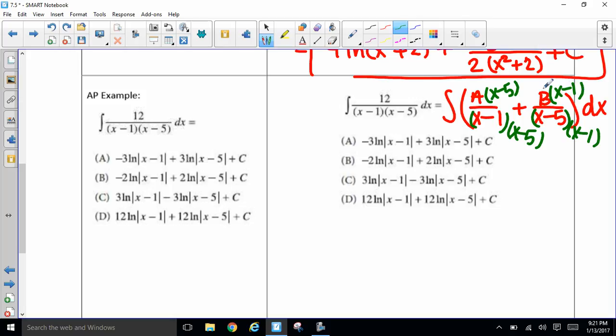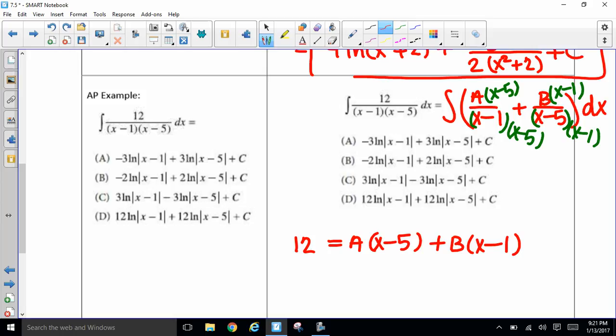If you get to the point where you don't have to write that anymore and you just know that the equation you're trying to solve is 12 equals A times x minus 5 plus B times x minus 1, you're welcome to skip straight to that. That would be more than enough work for AP if you don't actually want to write out the common denominator part.